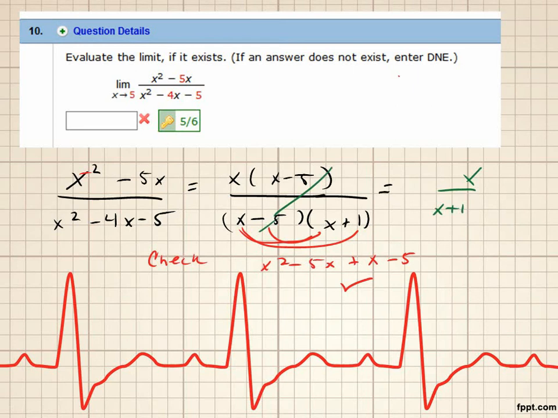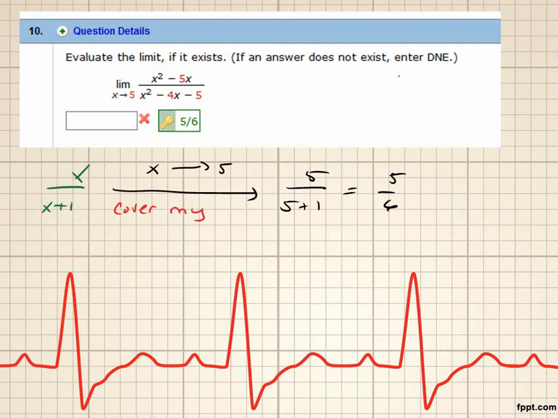So those cancel, and I shouldn't have written equals. After I cancel, I get x divided by x plus 1. But I cover my butt by just doing this arrow business. I don't want to write limit, limit, limit on everything that I have. So what I do is I do the algebra first, and I put a little arrow there. The arrow says, as x goes to 5, my y value goes to this, so I just put two arrows. And that covers my butt.